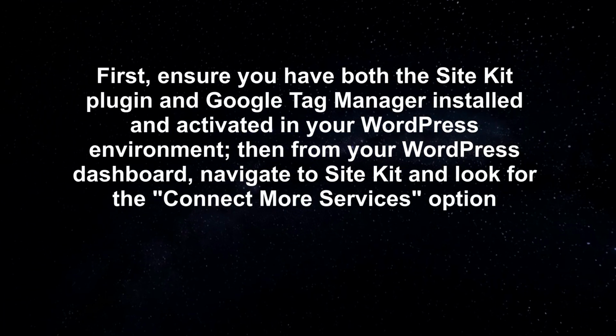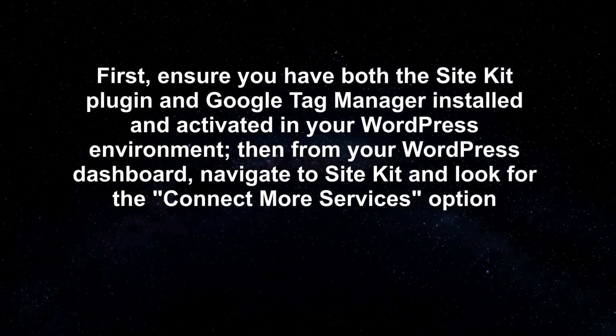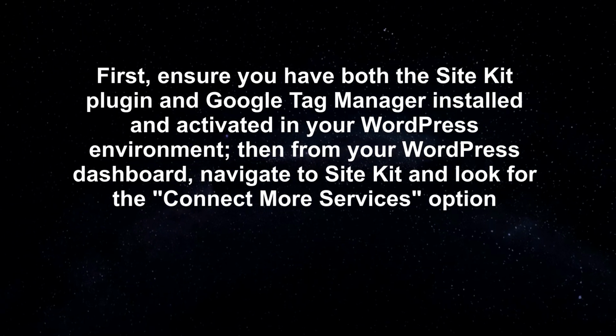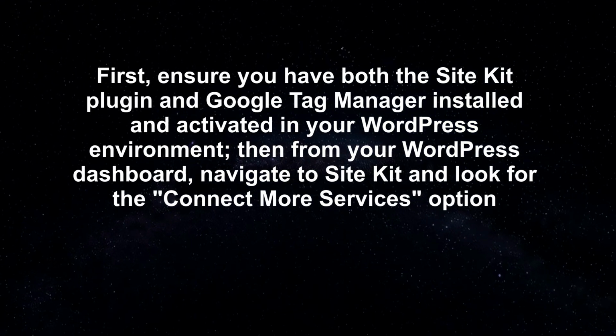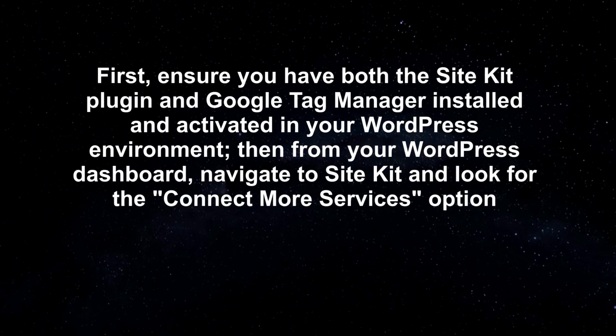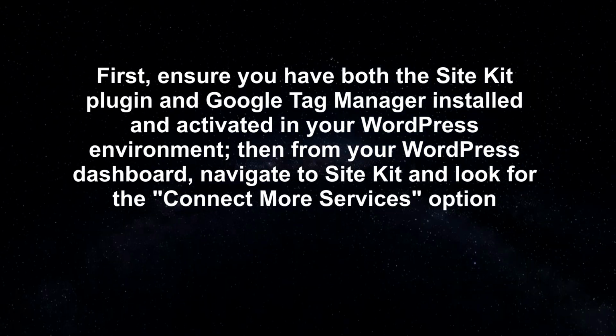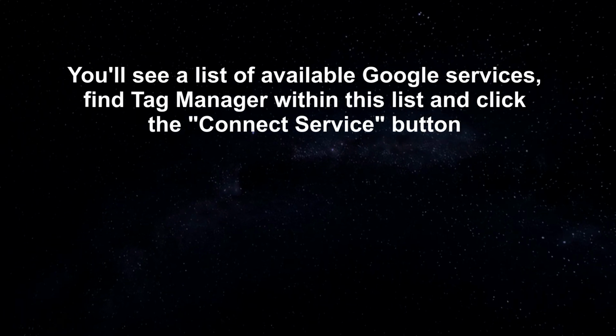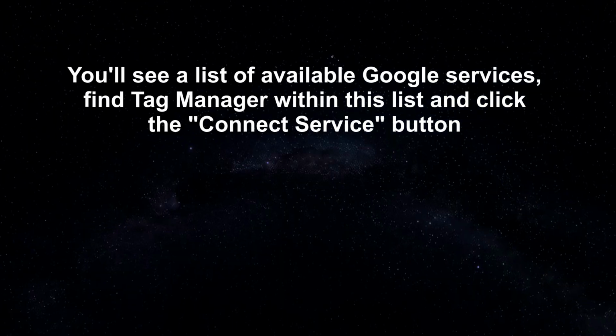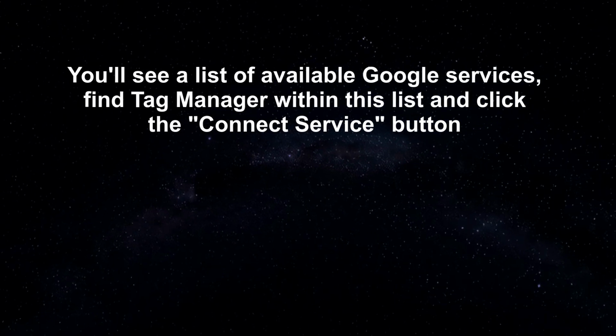First, ensure you have both the SiteKit plugin and Google Tag Manager installed and activated in your WordPress environment. Then from your WordPress dashboard, navigate to SiteKit and look for the Connect More Services option. You'll see a list of available Google services. Find Tag Manager within this list and click the Connect Service button.